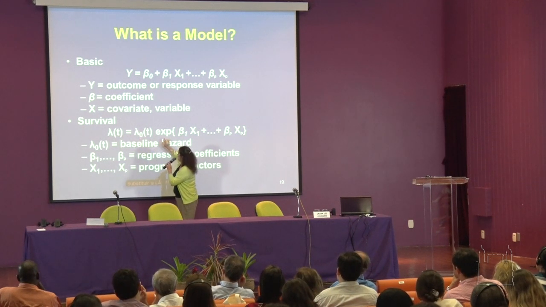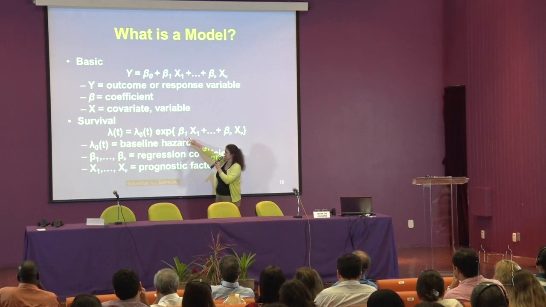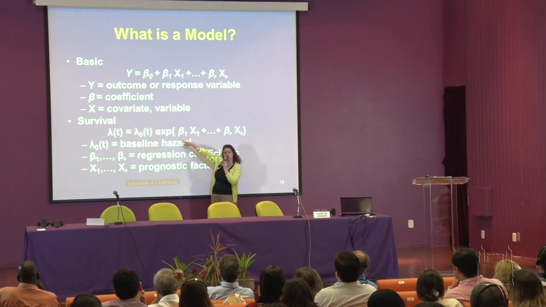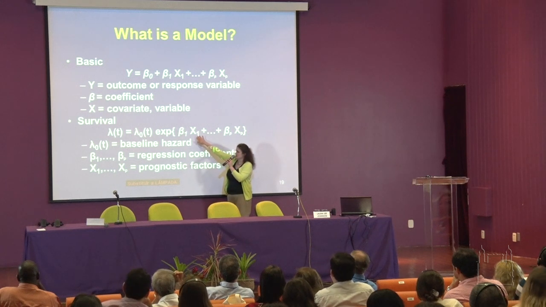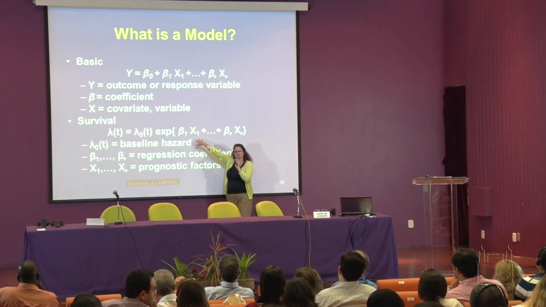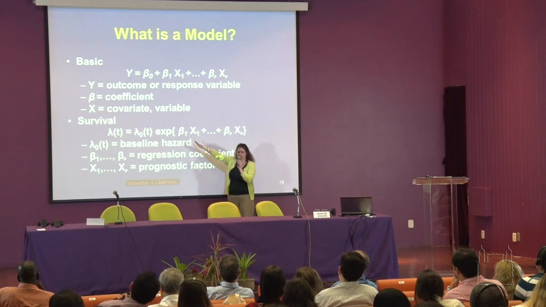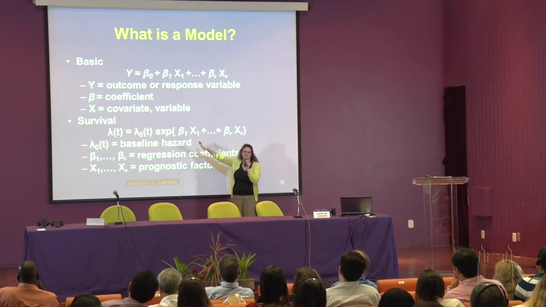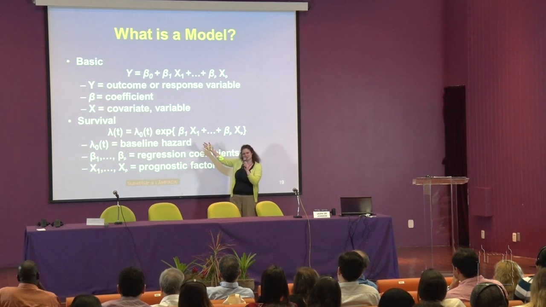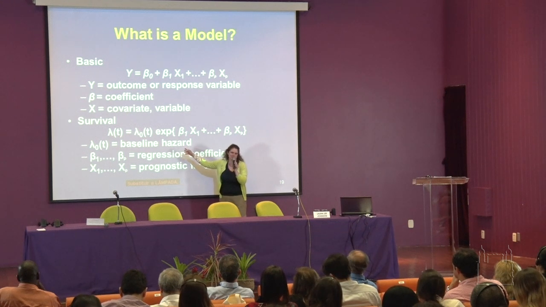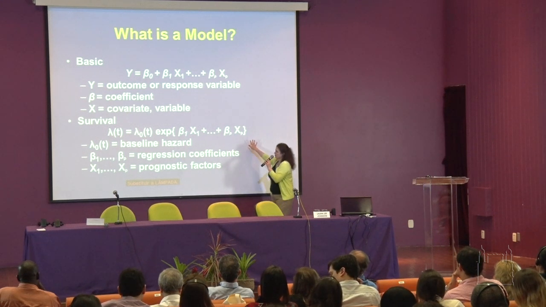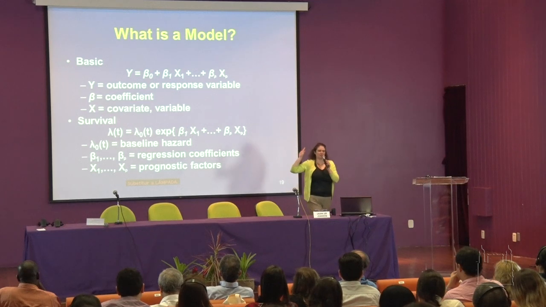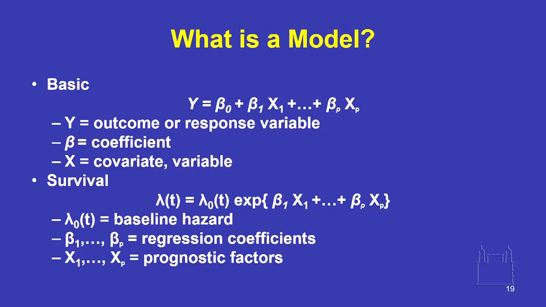Lambda, my baseline hazard, an exponential. I still have my betas, these regression coefficients, and I still have these x's. Now, in the survival literature, they tend to call these prognostic factors. Just think of them as covariates, because it sounds causal, but it's not necessarily. So these are the elements, and I'm going to treat it really the exact same way I treated all those other models when I'm looking at the hypothesis testing.